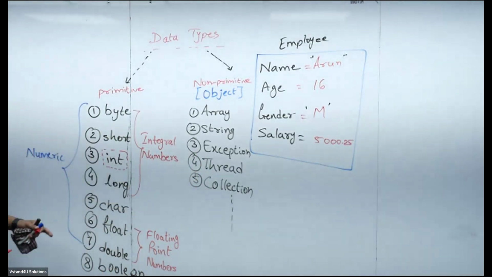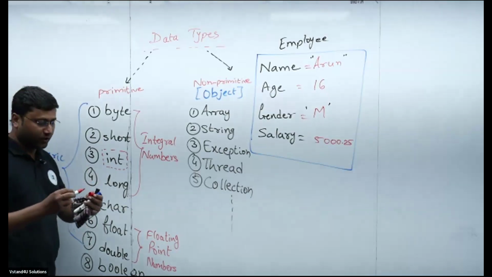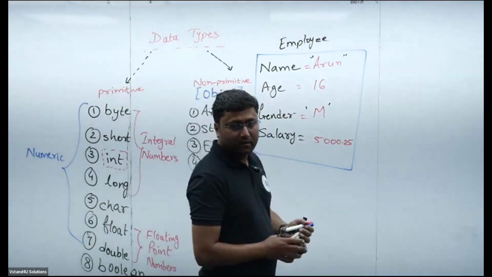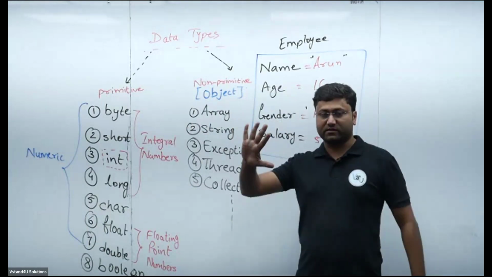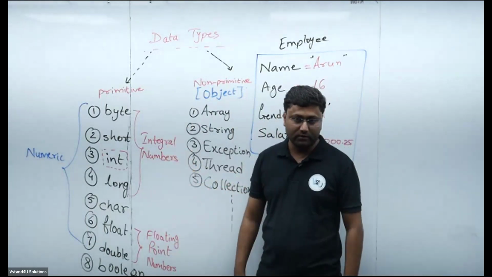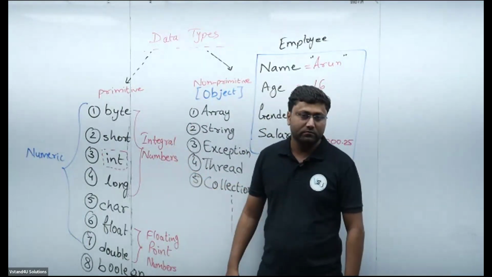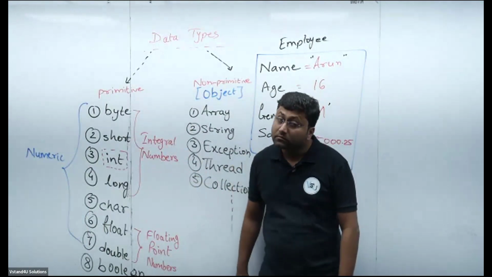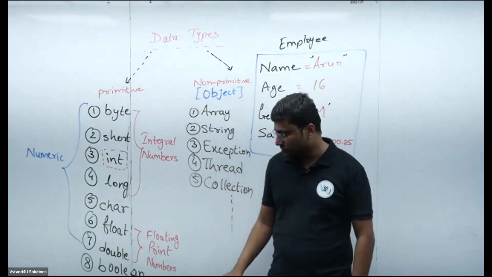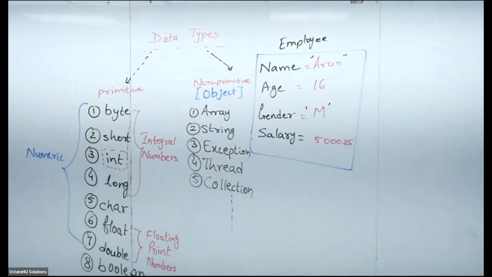Char is a numeric data type, but there is a different story behind the char. The Unicode concept will come, and we will discuss it. At that time you will understand why it is neither integral nor floating point. Boolean is not a numeric data type because it has two possible values, true and false. Agree? Quickly make a note of this much, guys. We'll proceed further.